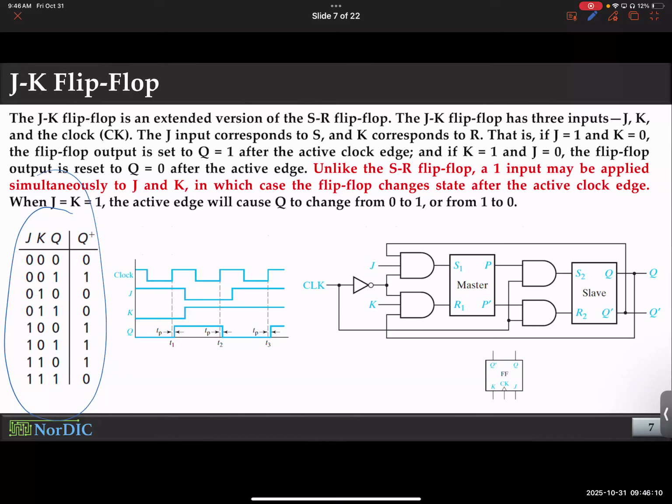I ask you to set, you set the output to 1. I ask you to reset, you set the output to 0. But if I ask you to set and reset, what do you do? In terms of logic, what will you do? You don't know. See my point here? We'll figure it out right here in this slide together.